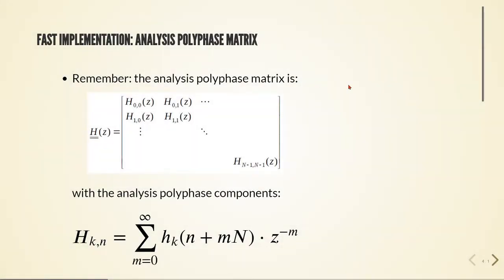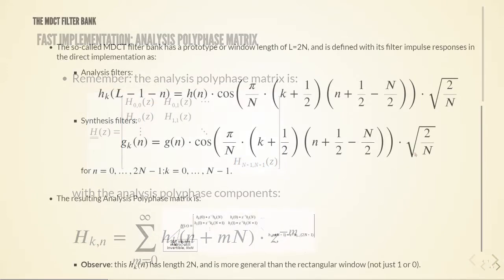Once again, we can use the analysis polyphase matrix for fast implementation. Remember that the analysis polyphase matrix is given by this matrix here, with the analysis polyphase components given by this equation here. So we have the sum from m going from 0 to infinity. We have this z to the power of minus m here, and here we have this h of k's.